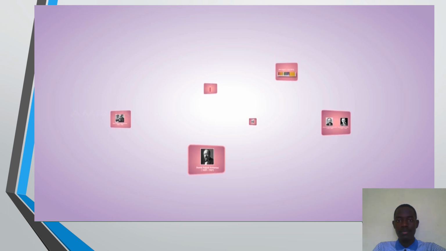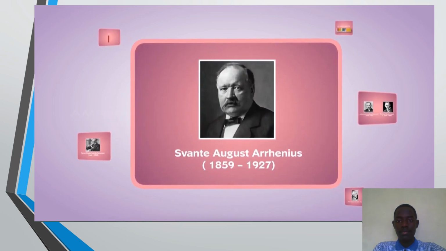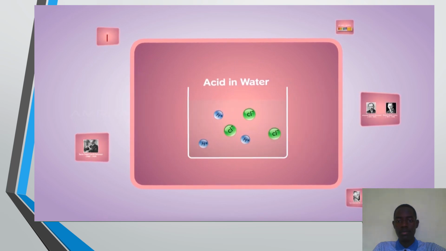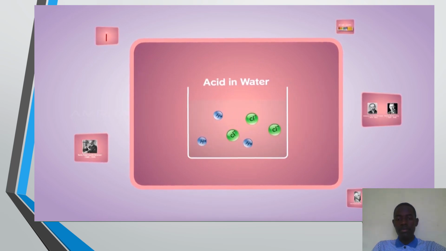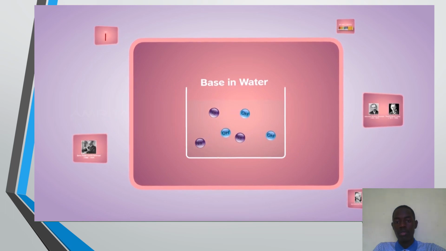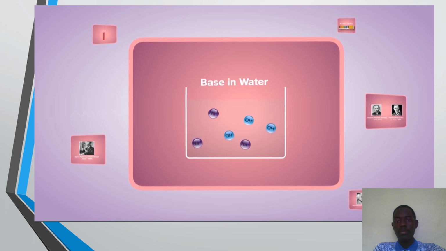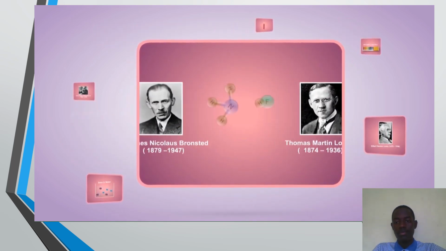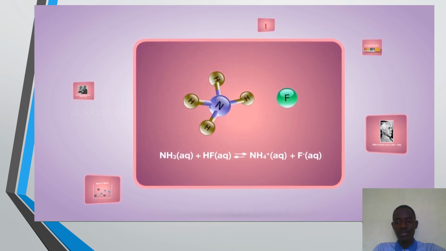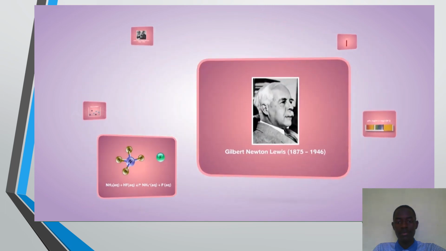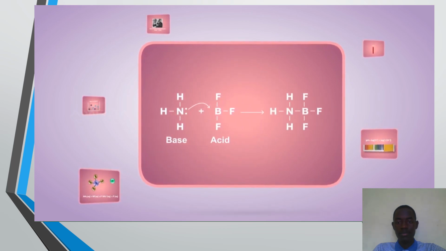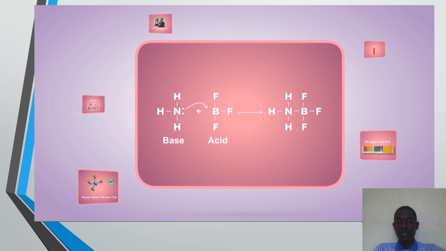Things to remember. Svante August Arrhenius proposed the theory that acids are substances which release H+ ions in aqueous solution and bases are substances which release OH- ions in aqueous solution. Lowry and Bronsted proposed that acids are proton donors and bases are proton acceptors. According to Lewis's concept of acids and bases, acids are electron pair acceptors and bases are electron pair donors.